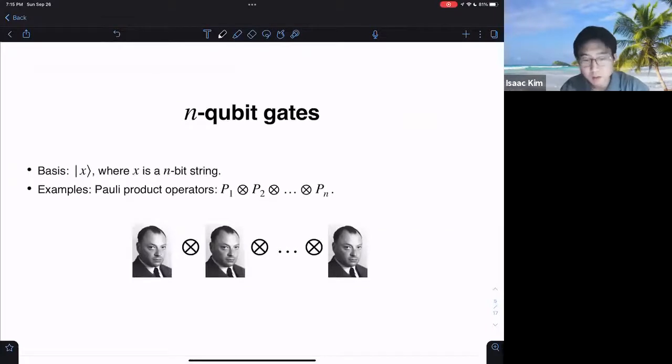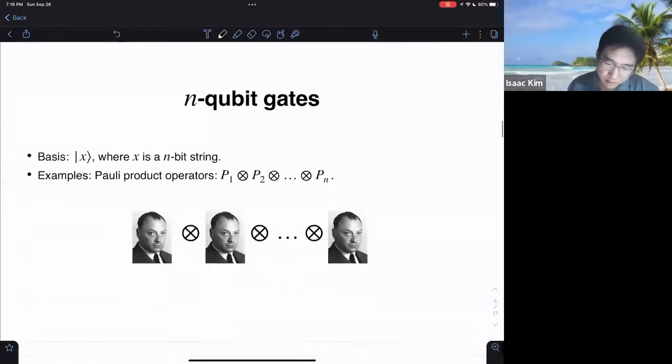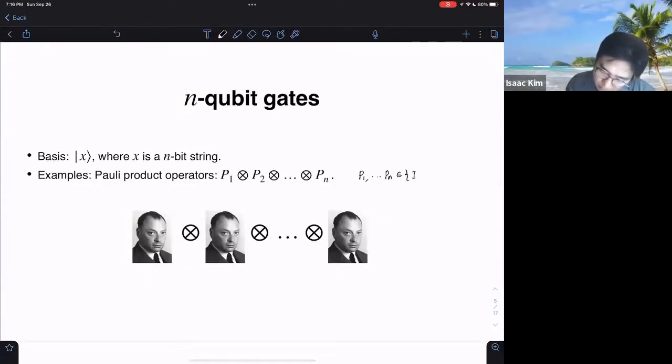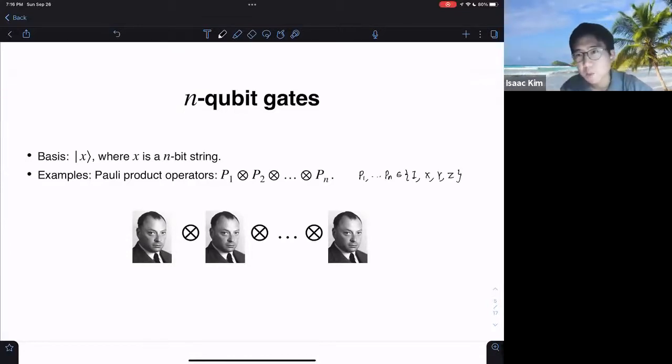And we have n-qubit gates. In principle, this can be any unitary operator acting on the entire Hilbert space. But there's a very useful set of operators called Pauli product operators. These are simply tensor products of Pauli operators, where each of P1 through Pn is either identity, X, Y, or Z, up to a global phase. Of course, this is just a very special case of the n-qubit gates, but it's something that appears quite often.